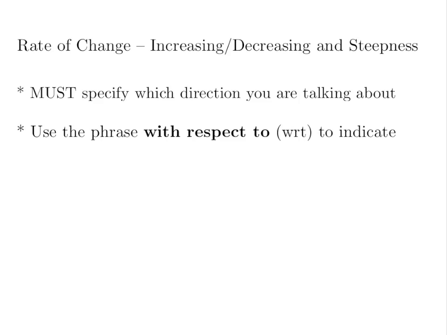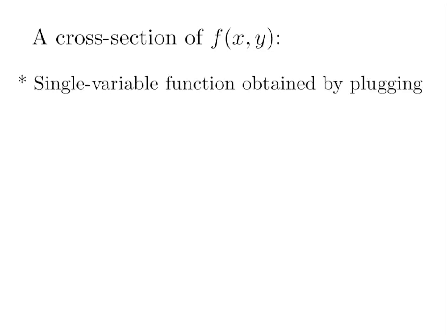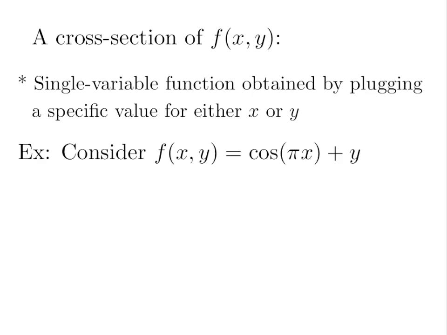That's section 7.1. For section 7.2, we talk about cross-sections of a function f of x y. This is a function of two variables. The cross-section is that of the single variable function obtained by plugging in a specific value for either x or y. For example, consider the function f of x y equal to cosine of pi x plus y, and I want to find the cross-section f of x comma 1. This is the cross-section when y equals 1. That is cosine of pi x plus 1.